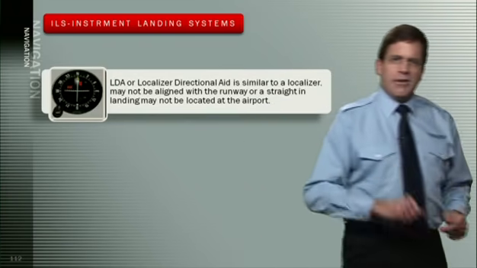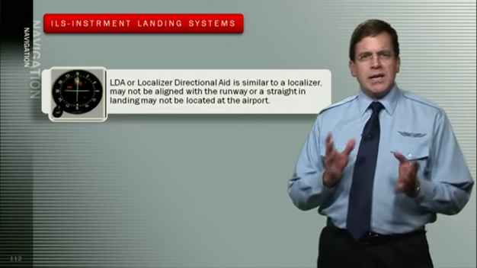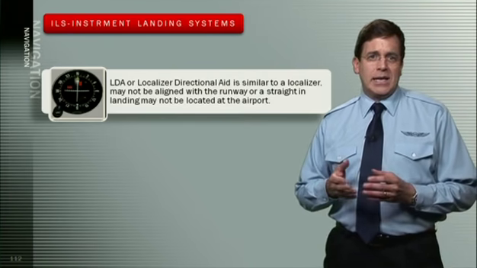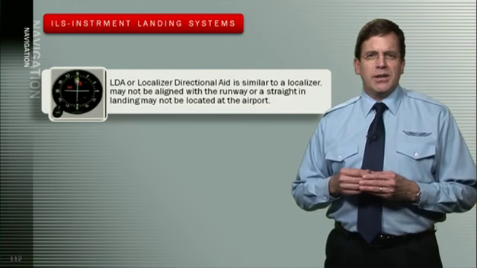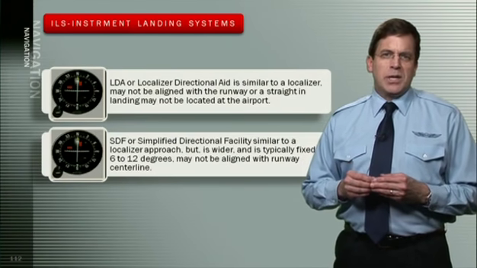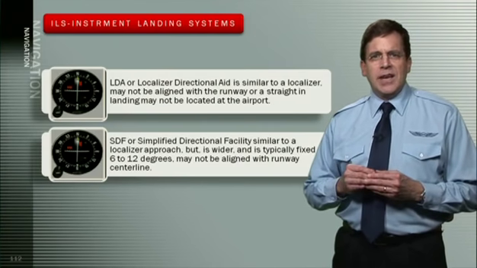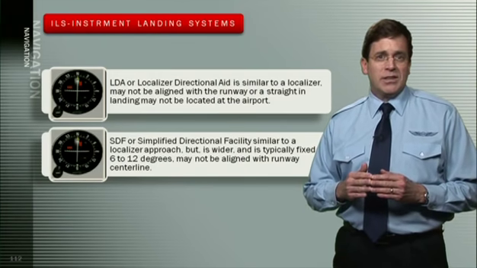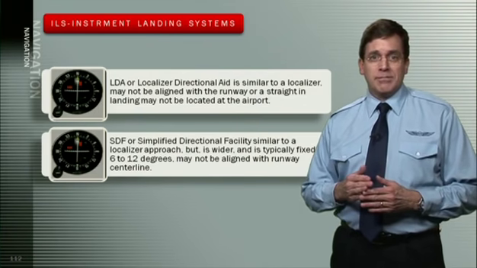We'll look at the LDA first. If you see an LDA approach, expect it to work similar to a localizer, but with some distinct differences. It may not be aligned with the runway or have straight-in landing minimums. An LDA also may not be located at the airport. The SDF, or Simplified Directional Facility, is similar to a localizer approach, but it's wider and it's typically fixed at 6 to 12 degrees rather than the narrower width of the localizer. The SDF also may not be aligned with the center line of the runway.